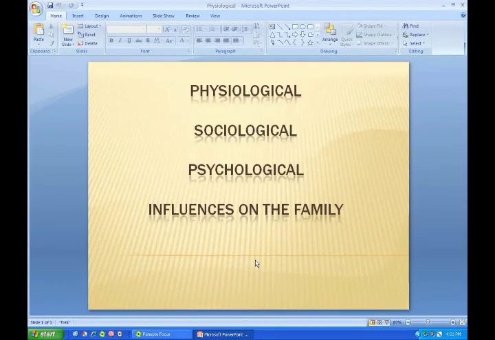So let's take a look at Tarter and Snyder. Tarter and Snyder identified 14 variables that affect an individual's decision to either start drinking, to continue drinking, or to stop drinking. We're going to take a look at each of those 14 variables.